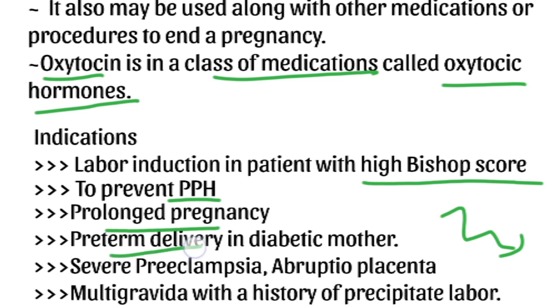In preterm deliveries, the baby is not fully grown, so the baby can't pass on its own, so we will provide oxytocin. And if the mother has any condition or placental conditions, we will provide oxytocin. If there is multiple pregnancy, that is more than one baby, we will provide oxytocin.